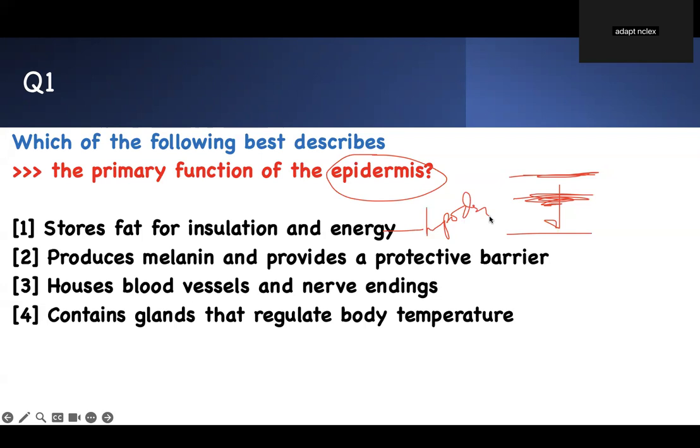Produces melanin and provides a protective barrier. You can see it's the outside. Anything that is outside your body is always a protective layer, protecting things inside. So this is the right answer.